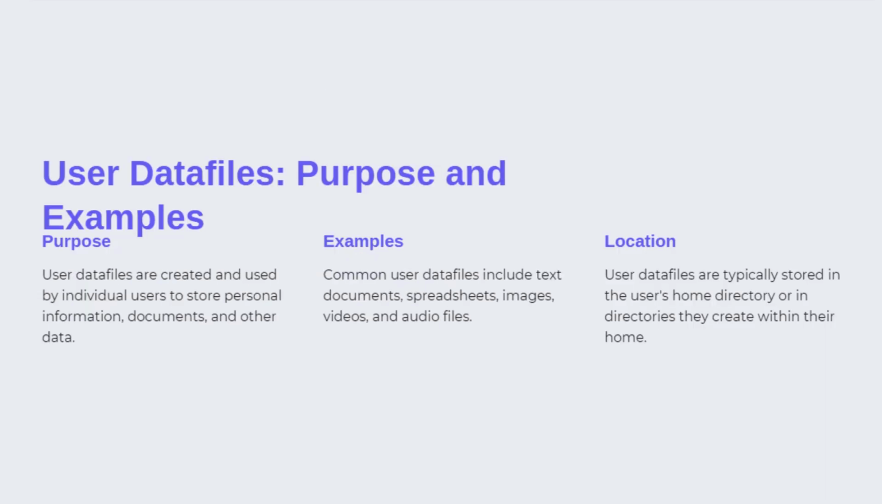So the first file type we are going to learn about is user data files, along with its purpose and examples. The purpose of user data files is that they are created and used by individual users to store personal information, documents and other data. Examples of this include common user data files such as text documents, spreadsheets, images, videos, and audio files. Location: let's learn where they are located. User data files are typically stored in the user's home directory or in directories they create within their home.